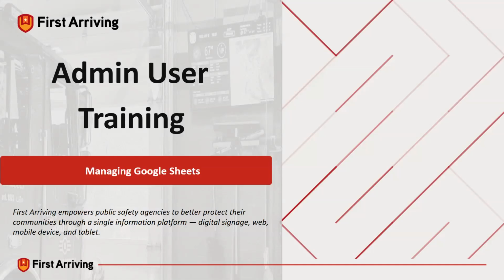Google Sheets is one of the most powerful and flexible ways to get dynamic structured data onto your First Arriving dashboards, if you are not using another integration through a third-party provider. Think of certifications, their expiration dates, staff assignment lists, vehicle inspection records, inventory tracking, or training completion logs. If the data lives in a spreadsheet, it can live on your dashboard.